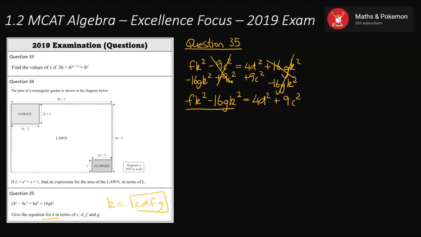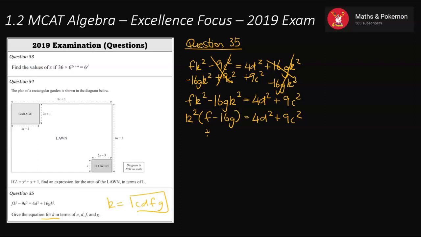I'm now looking to simplify the K part of it. I need K, just one K by itself. So these here, they've got the K squared in common, so I'm going to take it out. So K squared, bracket, F minus 16G, and that is equal to 4D squared plus 9C squared. That's unchanged. I can't really do anything with that squared yet until I get rid of that bracket, but that bracket is just multiplication. I can remove that by doing division. So I'm just going to take that to the other side as division.